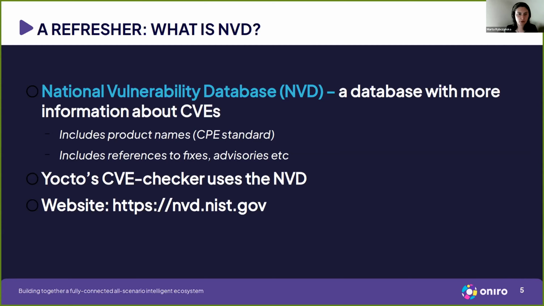It includes the same information as the CVE database, but it includes some additional data. It includes product names about which product is affected by which issue, and it includes some references to fixes, advisories, and other information like that. And it's important in our case to talk about the NVD database because the cve-check in Yocto is exactly using this database. You can have a look at the website of the database, and we are going to have a short look at an example entry.